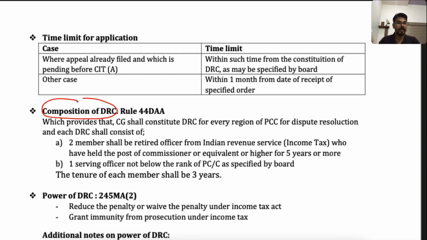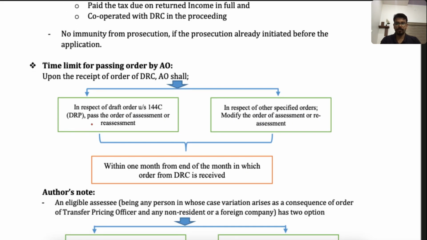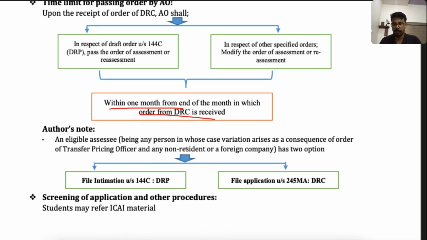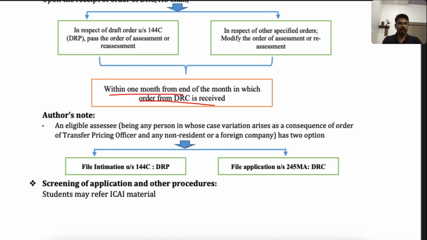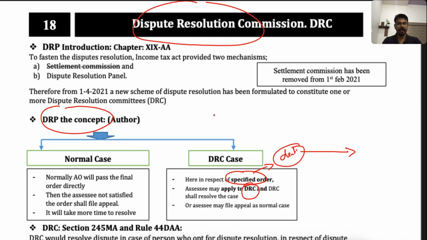The time limit of application and composition of DRC, who else will be there in the DRC, those things they have given. Power of DRC they have given. And the time limit for passing the order: within 1 month from the end of the month in which the order from DRC is received. So the assessing officer shall pass the order within 1 month. Okay, yes, that's it. So this is a new concept they brought in, DRC, and they removed the settlement commission provision.